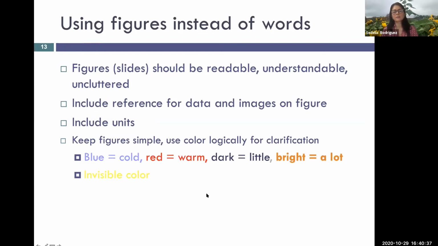And just as in the previous figure, the colors were really good, so it made things stand out. So you might want to do something like this. You might want to use blue for representing something that's cold, red for warm, dark for something small, bright for something that's a lot. And be very careful with the colors that you're using, so that they do stand out and they're not kind of hidden. If you have too many different colors, they get lost, become invisible. So be very careful with the colors that you use in your figures.